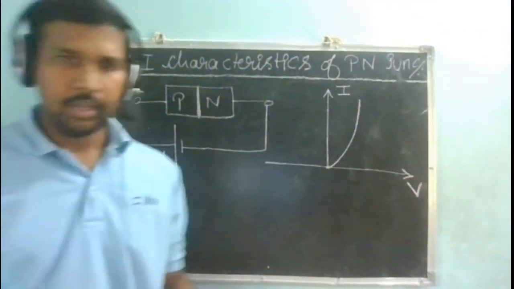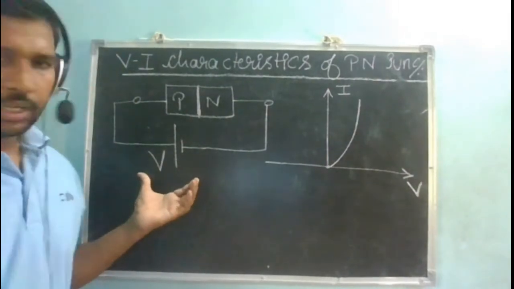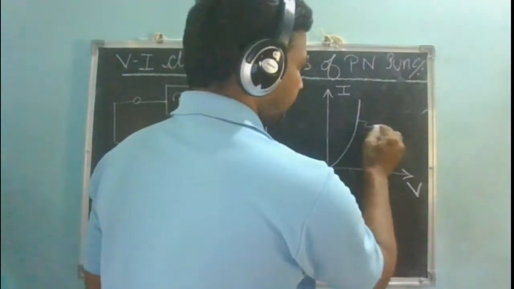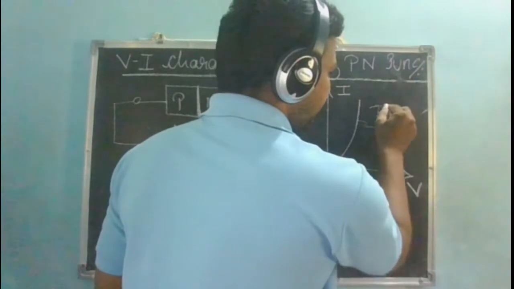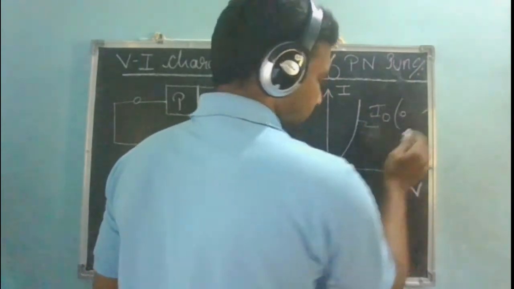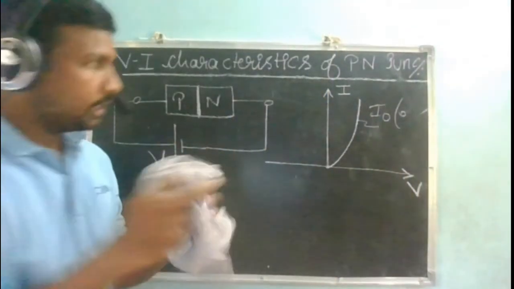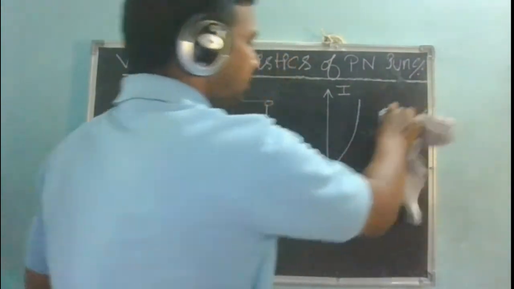Yes or no? What type of current is flowing here? It is given by I. What is I given by? I naught into, I'll write it here. What is this particular I that is flowing given by?